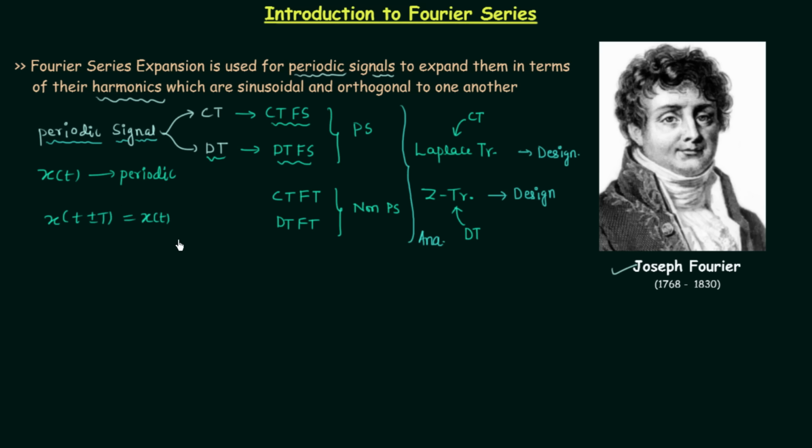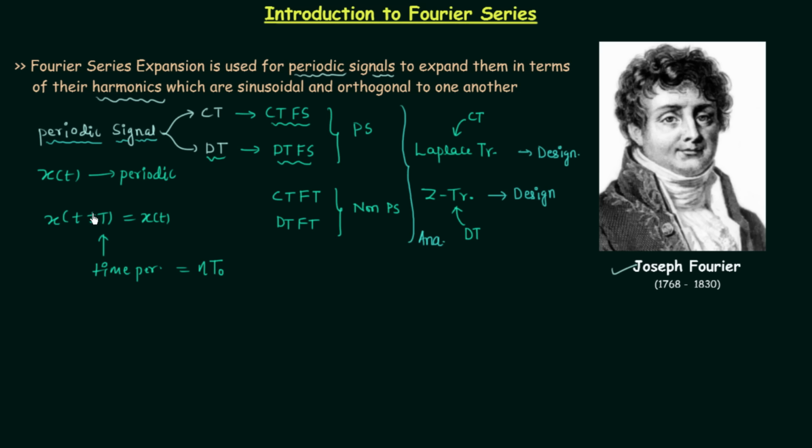This is the condition for a signal to be periodic. Now let's try to understand the meaning of this. It says T is a time period, and it is equal to n times the fundamental time period. The fundamental time period T0 is the smallest time interval for which the given signal is periodic.